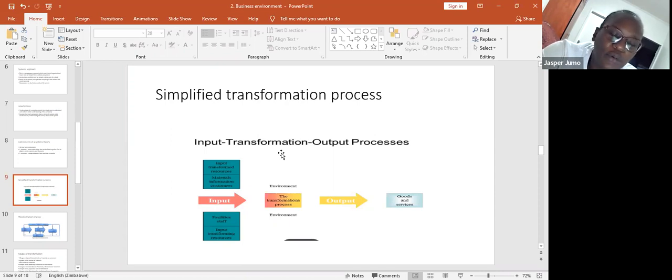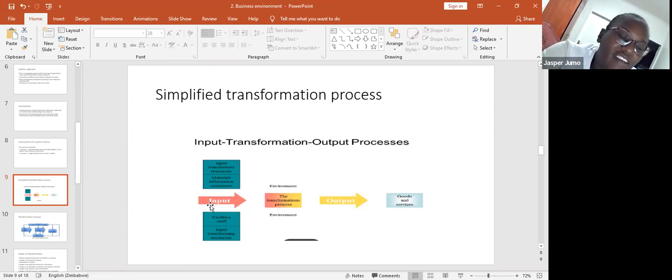So I'll give you a simple example. Your input, let's say you take your flour, you take your sugar, you take some milk, whatever other ingredients, you put them through the transformation process where you mix them and you put them into an oven at high heat. Then you come out with the output, which is bread or buns or whatever. So that is, in the simplest form, a transformation process. You have taken some inputs, put them through a transformation stage and come out with outputs.